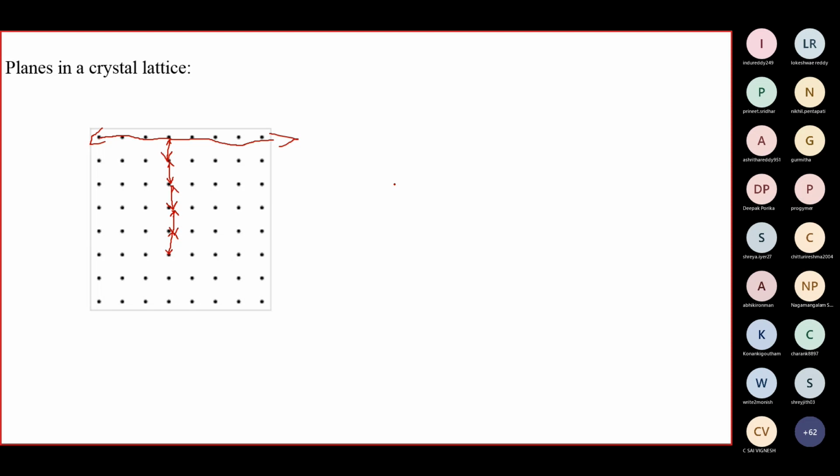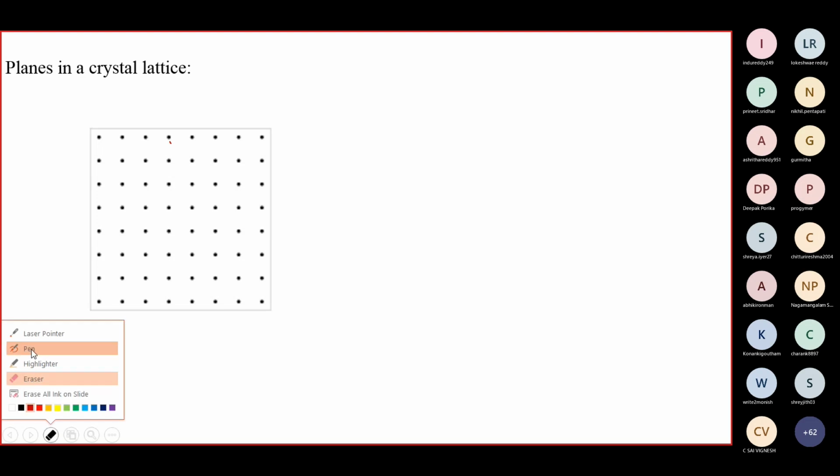And we can define the properties of the material based on planes also, because planes and directions always go hand in hand. If we have to define a plane, we have to define its direction. Now the beauty of this plane is, look at this. You can construct this lattice using this plane. Right? We can construct this lattice using this plane.